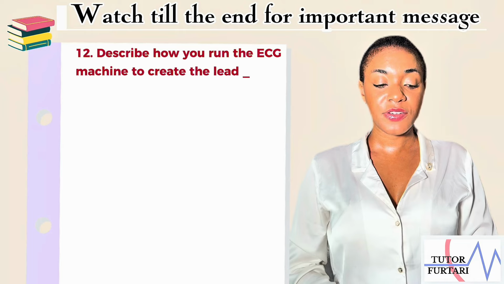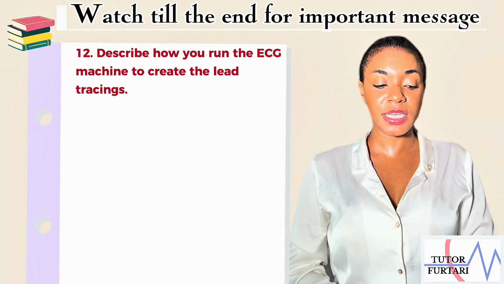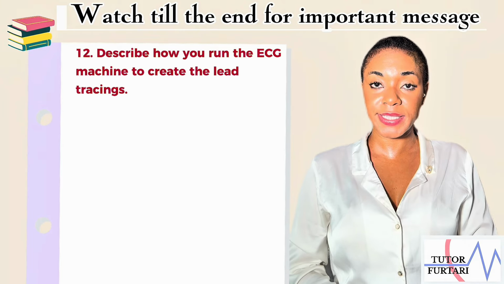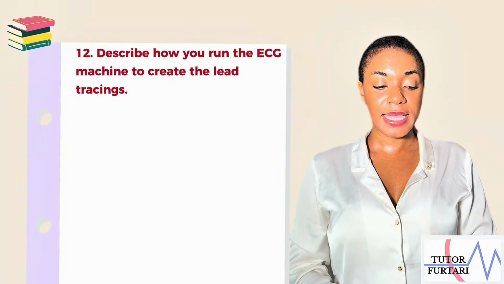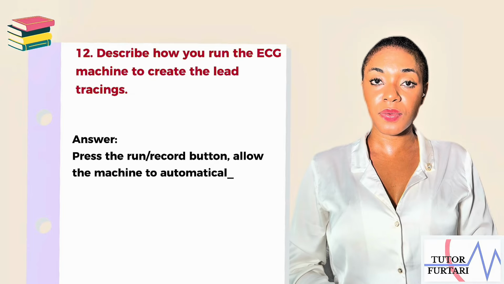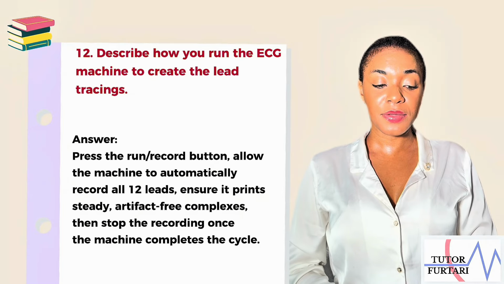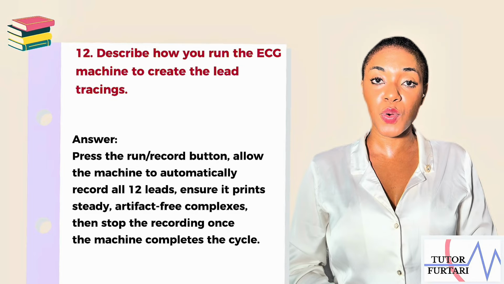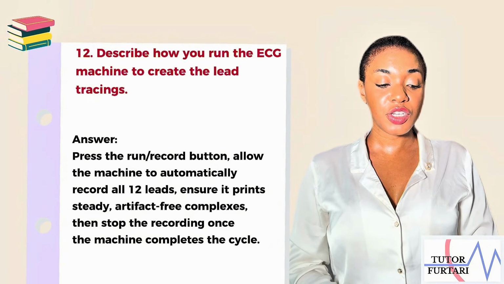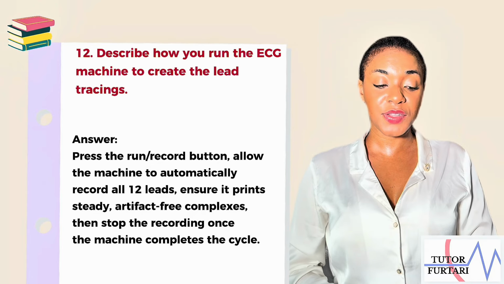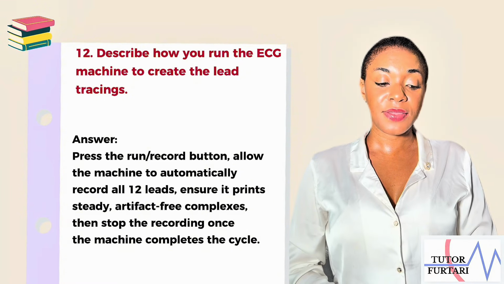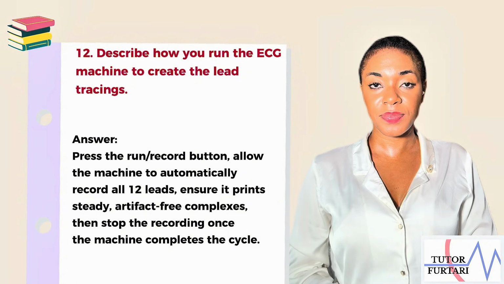12. Describe how to run the ECG machine to create the lead tracings. Answer: press the run or record button. Allow the machine to automatically record all 12 leads. Ensure it prints steadily, artifact-free complexes. Then stop the recording once the machine completes the cycle.